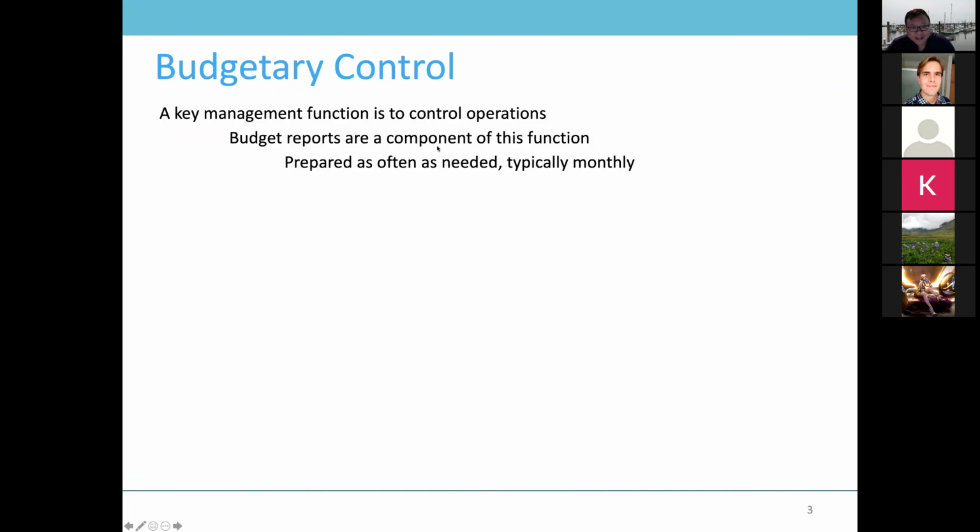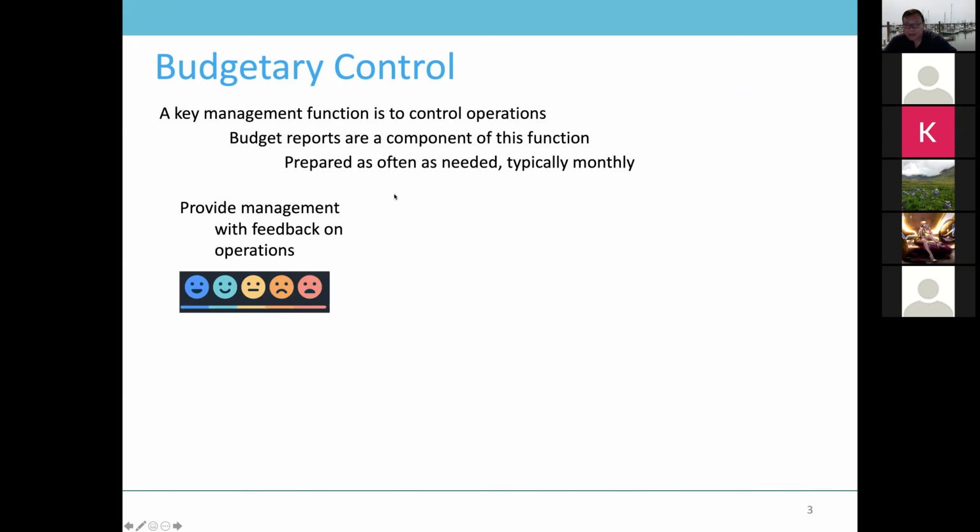Budget reports are a key component of this function. Normally you would have these kinds of reports as often as needed, typically monthly, and this provides management with feedback. So at the end of each month, the manager receives a budget report, and will have an idea of how the operation compared to the budget.